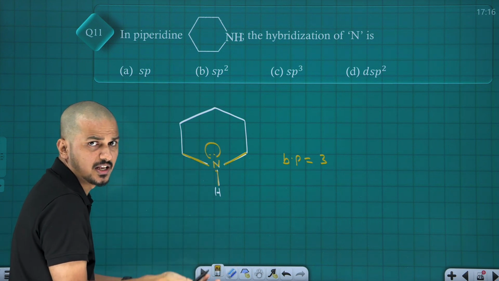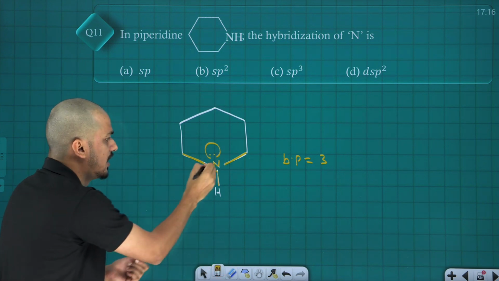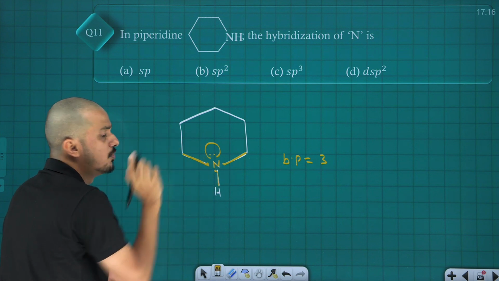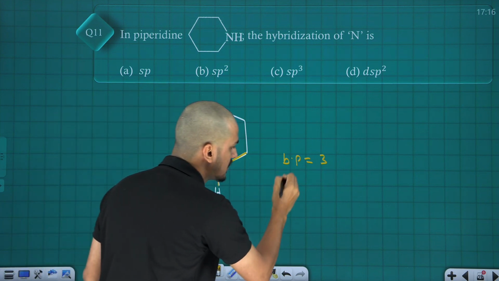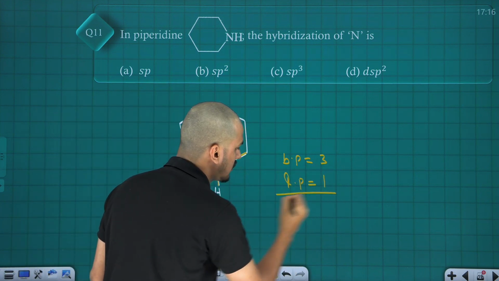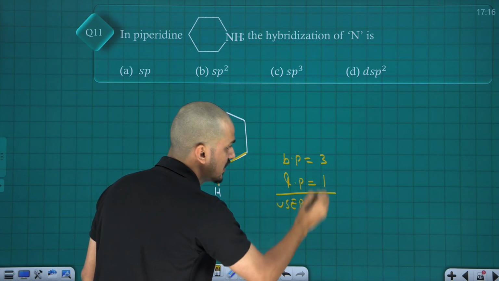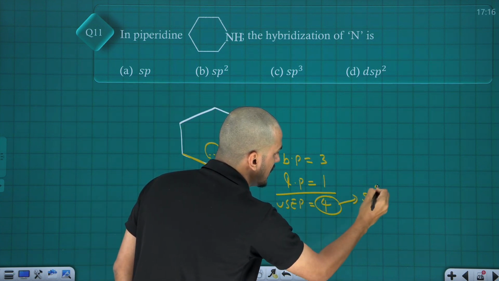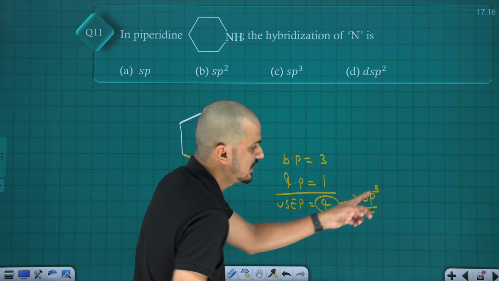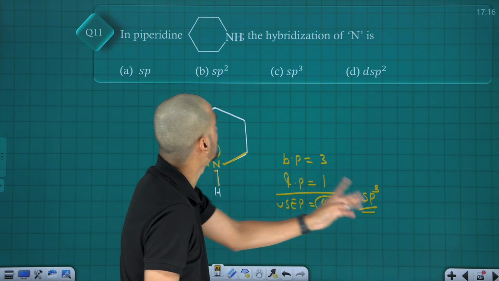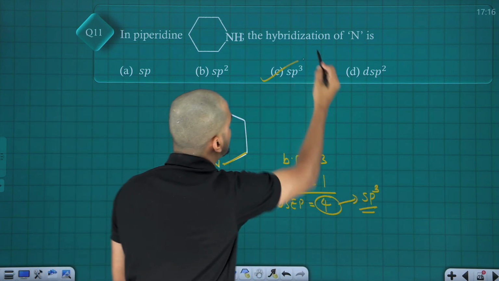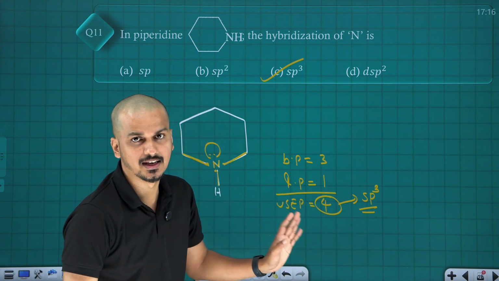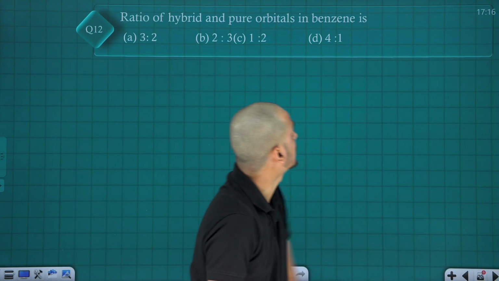And along with that, in nitrogen one lone pair is also there. They won't represent it, but you have to know. You have to remember, nitrogen has 3 electrons used, and 2 more electrons are there around nitrogen, so lone pair equals 1. Total VSEPR: 3 plus 1 is equal to 4. 4 means which hybridization? sp3, 1s and 3p. So that means sp3 hybridization. Answer is C. Ready? We can move to the next question.